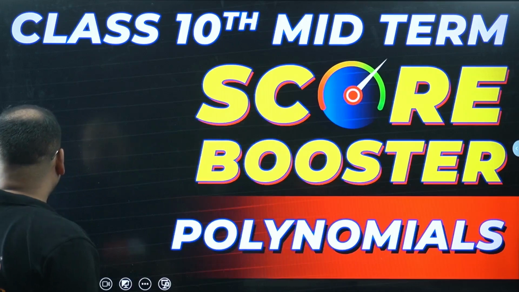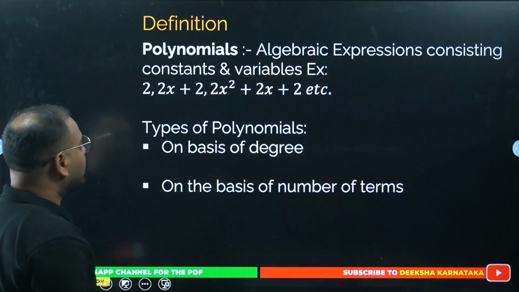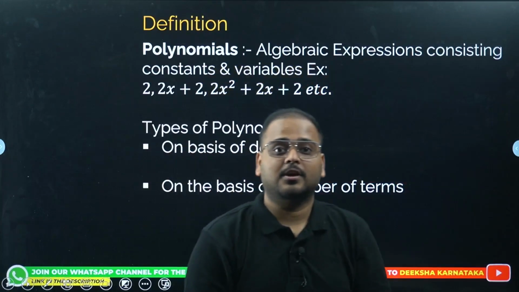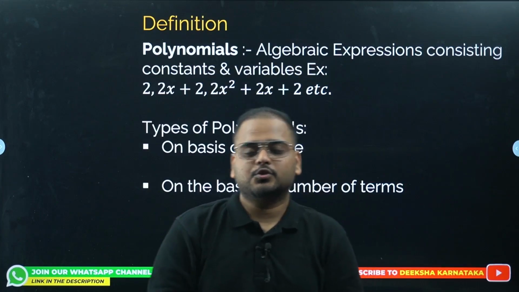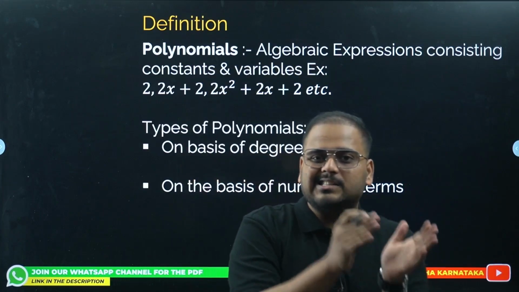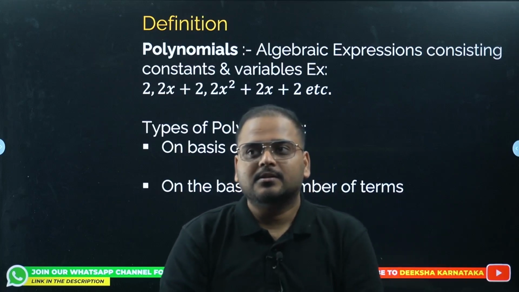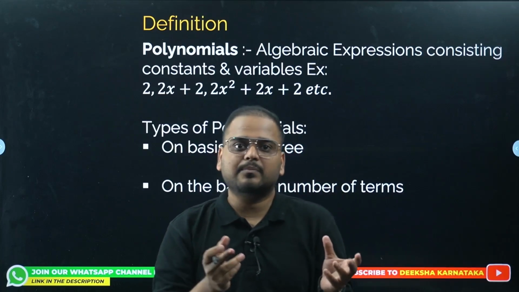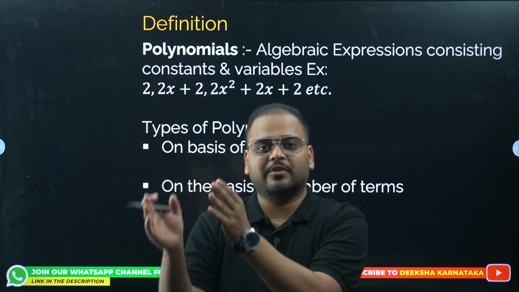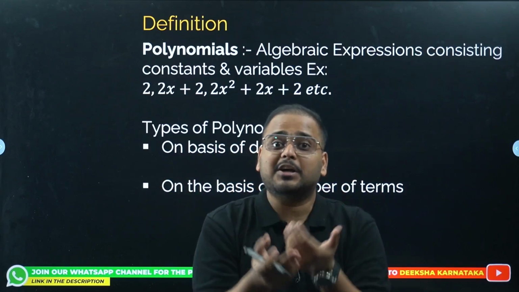So the first slide over here is based on the definition. Very basic. What is a polynomial? A polynomial is an algebraic expression which has both constants and variables in it. Sir, what is an algebraic expression? Same thing: any constants and variables arranged with mathematical operations.